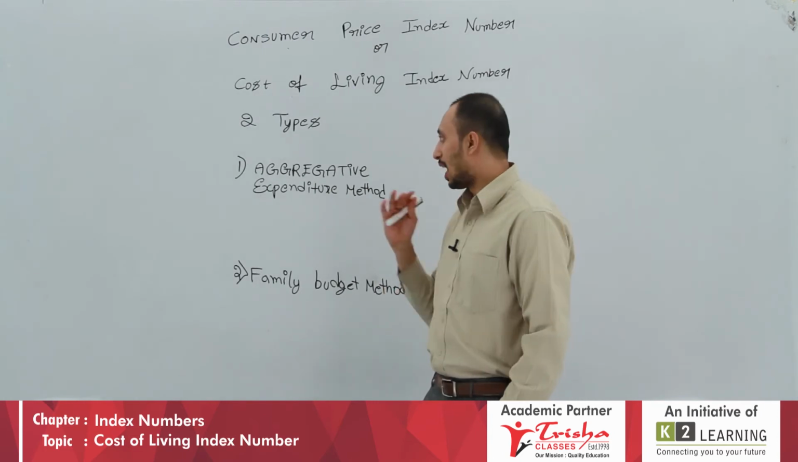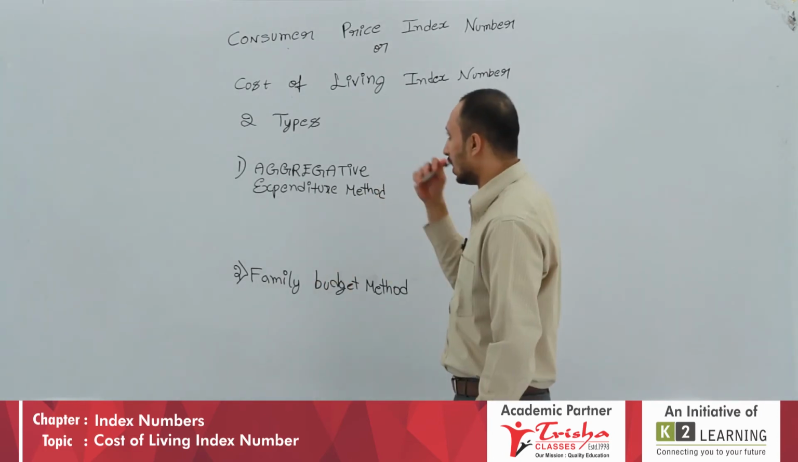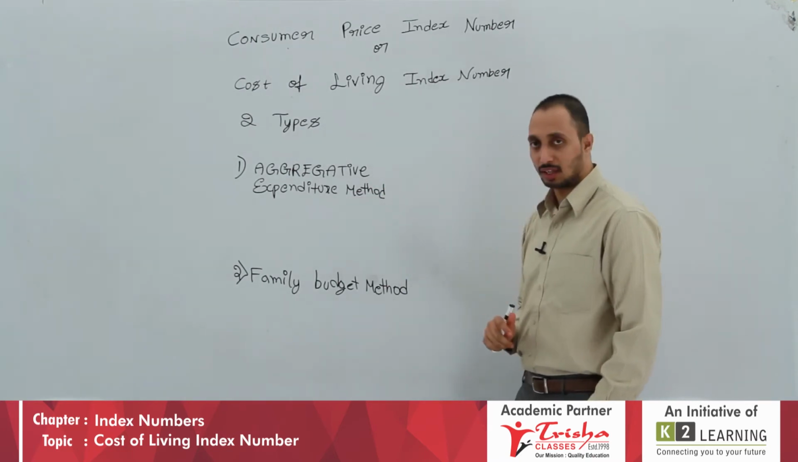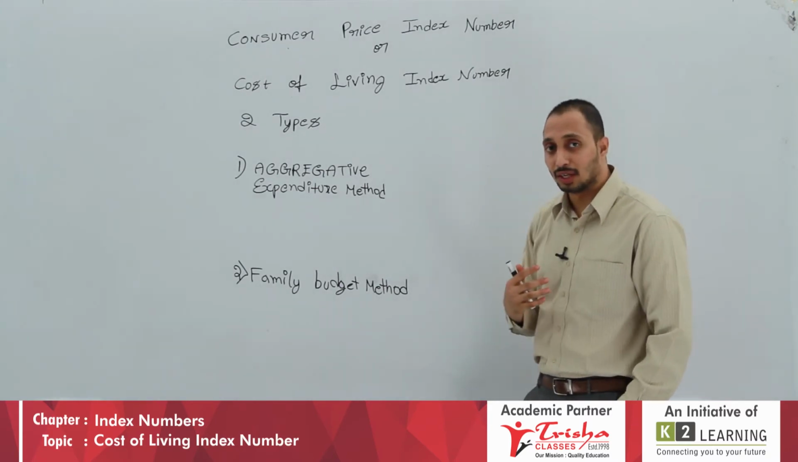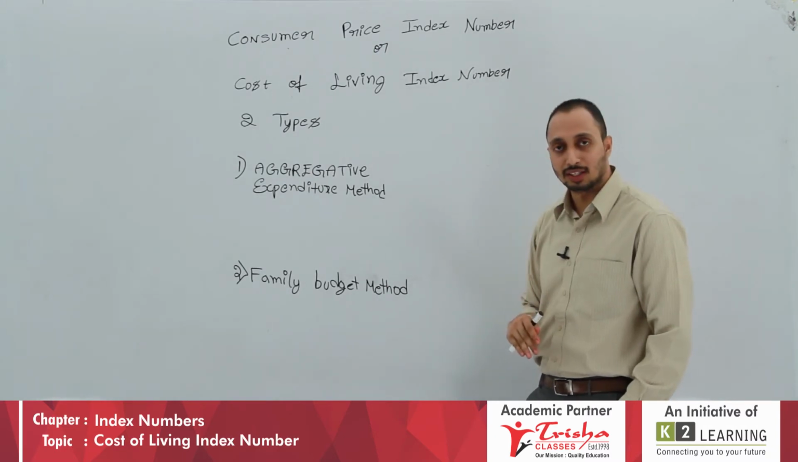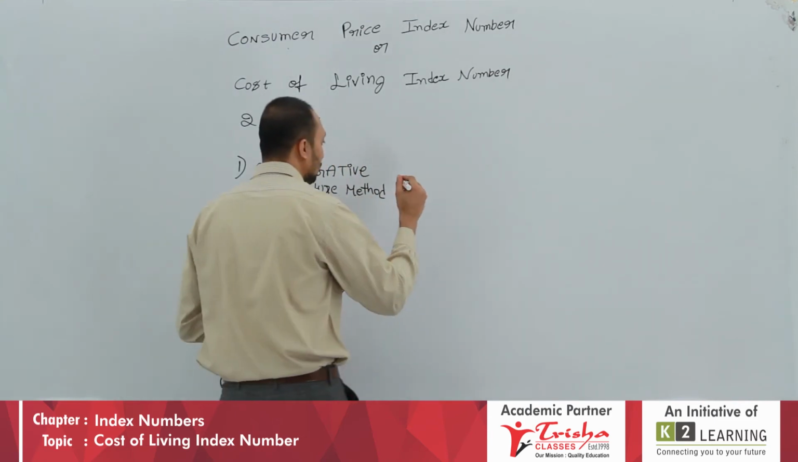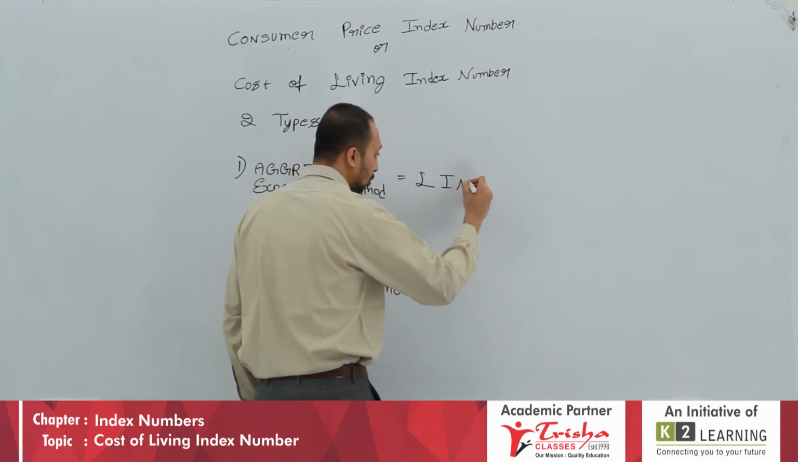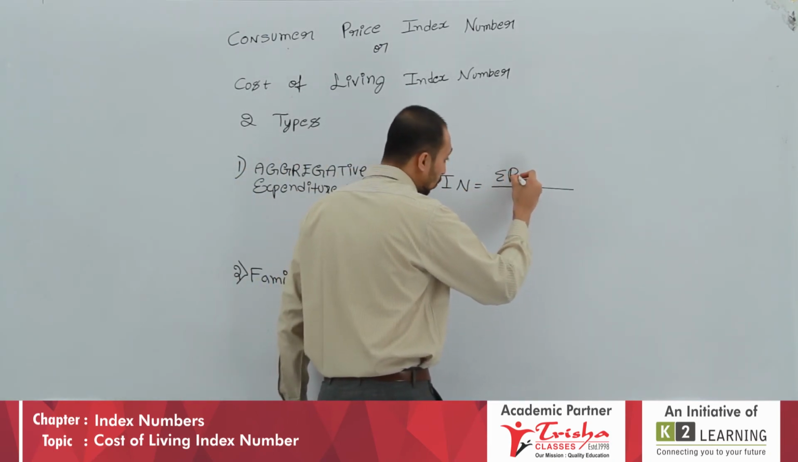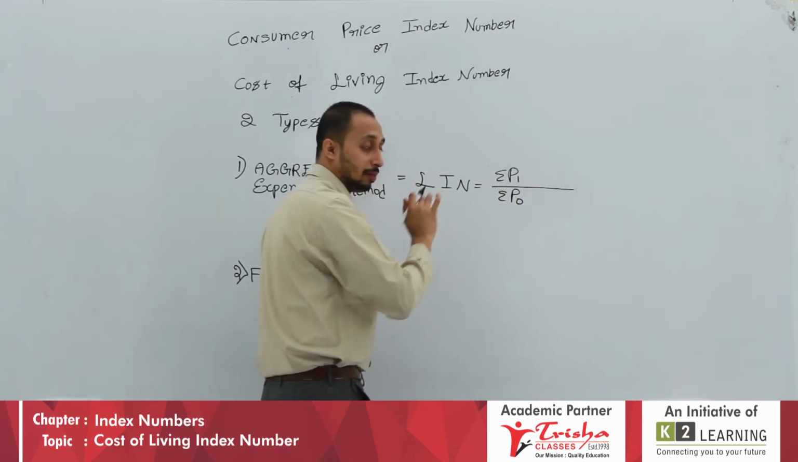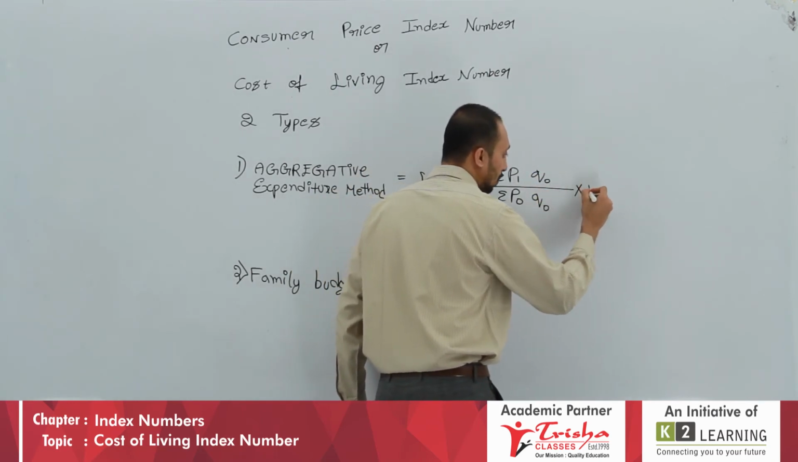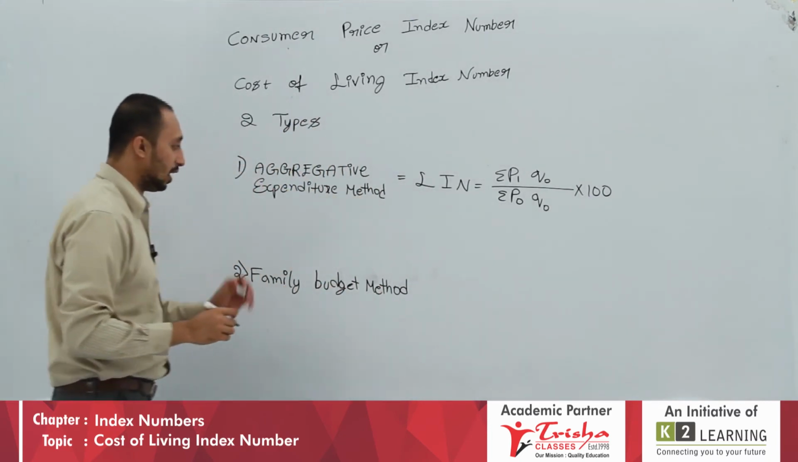So we are coming to the last part of the theory of this chapter. As I was saying, the consumer price index number has two types, the aggregative expenditure method and the family budgeting method. Actually, a happy thing for the students who find it a little hard to remember the formula: the aggregative expenditure method is exactly the same as last year's index number. Hope you remember how to write last year's index number. That is the same, summation P1 divided by summation P0, the price relative, for which I am giving the weights Q0, multiplied by 100, is the formula for aggregative expenditure.